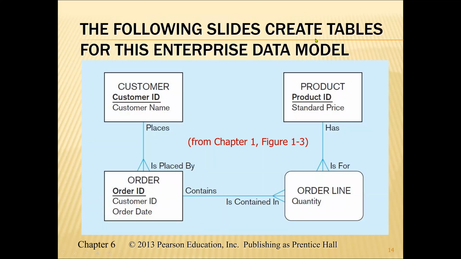So the following slide will create tables for this enterprise data model. So here we have customer, product, order, and order line table. This is an ER diagram. So here means one-to-many relationship. And as we said earlier, when we went through the ER diagram, always the relationship is a verb and the entities or the tables is a noun.